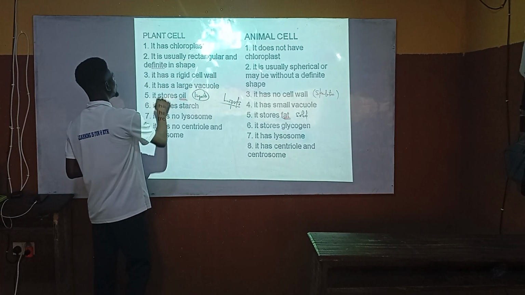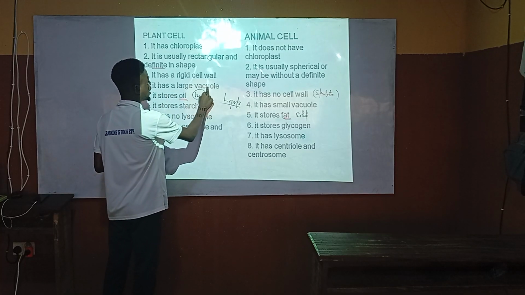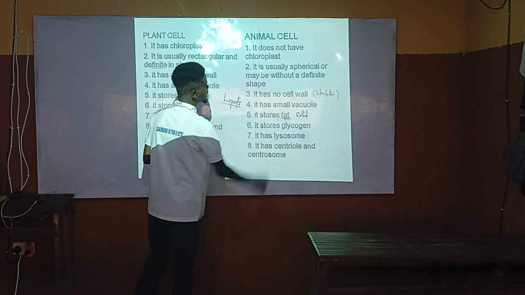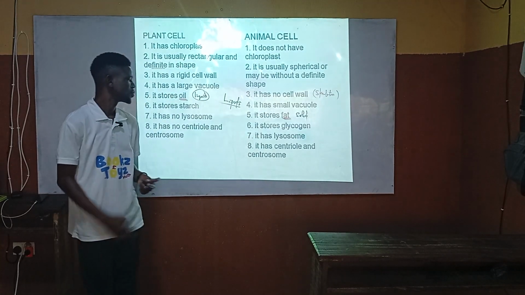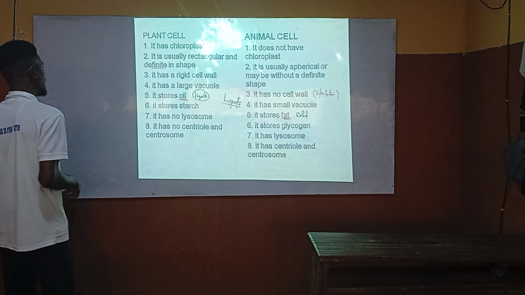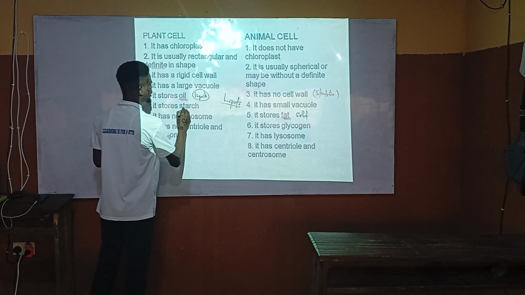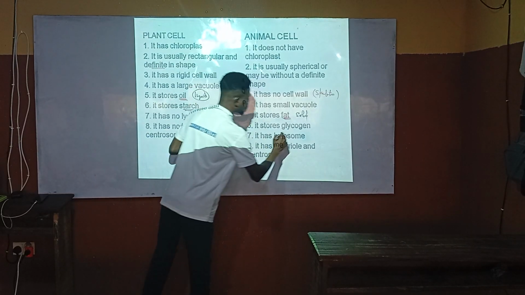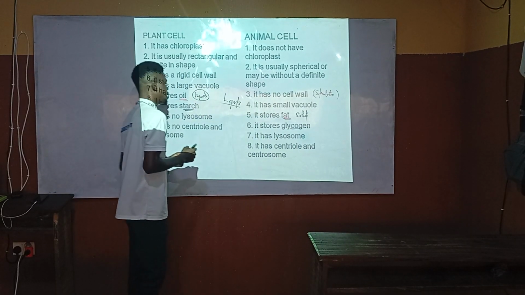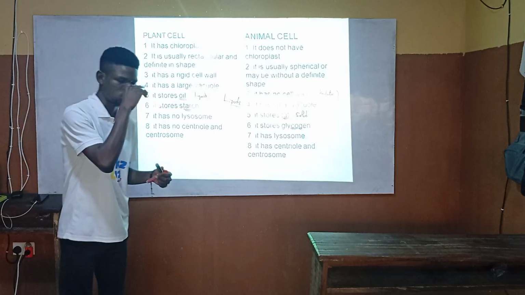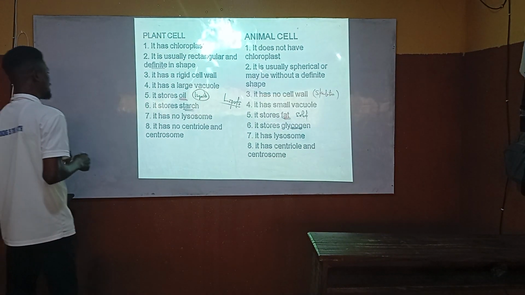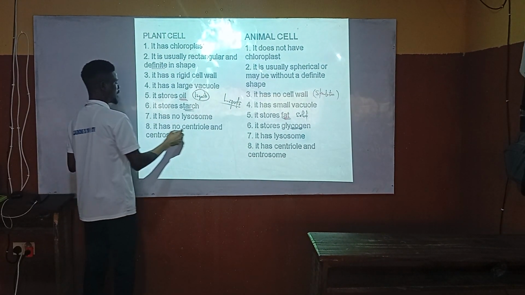Alright, we skip number 4. Plant cell, it has a large vacuole. Animal cell, it has a small vacuole. Are we clear about that? Then, number 6, it stores what? Starch. Then here, it stores what? Glycogen. Animal stores glycogen, plant stores what? Starch.